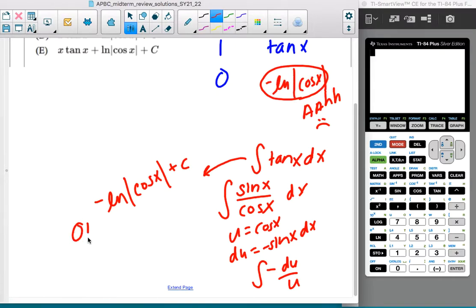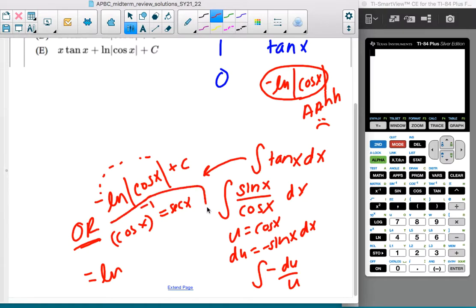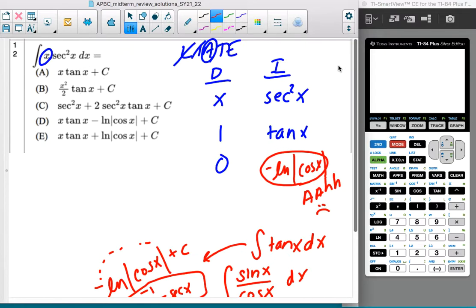Sometimes the other way they show it to you to trick you is they bring this negative power up. Cosine to the negative first is a secant. So sometimes you'll see this as the natural log, right? So like this is just a little trick. Sometimes you'll see this as the natural log of the absolute value of secant if they want to be real jerks.